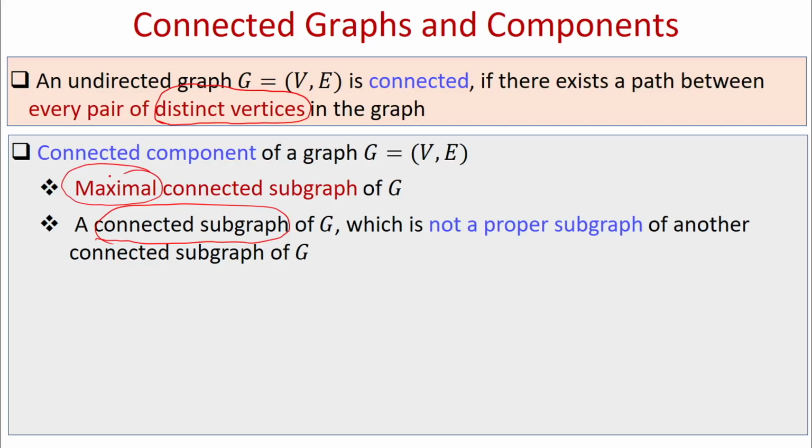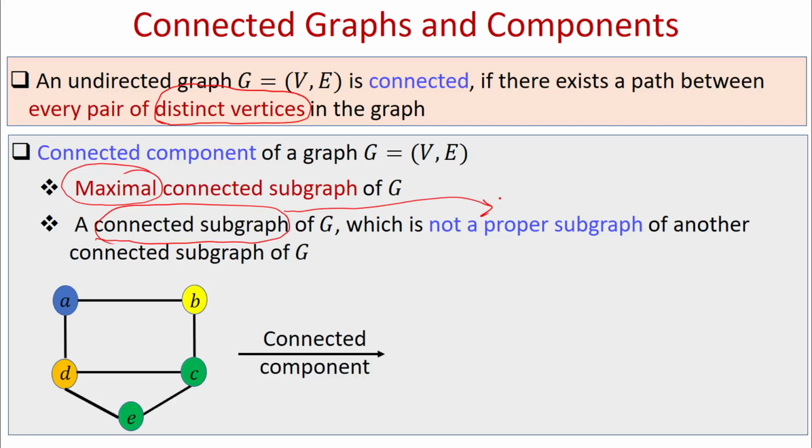Well, that means that you can't have another subgraph of the graph G, which is also connected, such that the connected subgraph is a proper subgraph of that connected subgraph. That means it is maximal in the sense that it is not a proper subgraph of any other connected subgraph of G. Okay. So what does this mean?